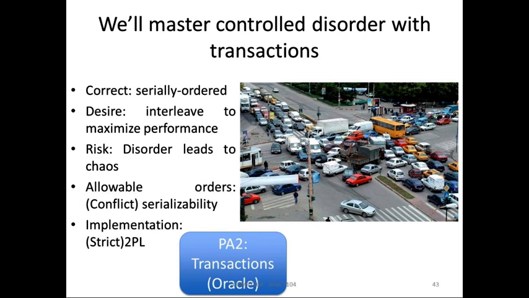So the goal will be to interleave transactions in time, to execute them in parallel, and learn somehow to cope with the risks, and to allow only orders of operations from various transactions that lead to correct results. And so for allowable orders, we'll have specific names, such as serializability or conflict serializability. And we'll also see implementations, protocols that will lead to such allowable orders, such as the 2PL protocol, the two-phase locking protocol, or the strict two-phase locking protocol. And this will be the focus of the second practical assignment on transactions with the Oracle database system as well.